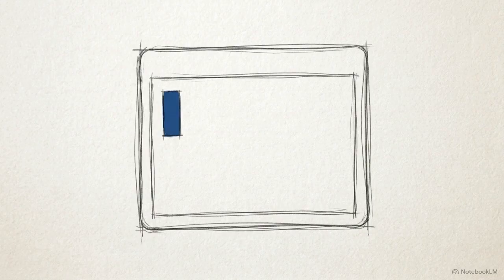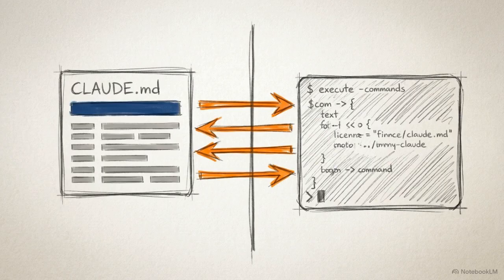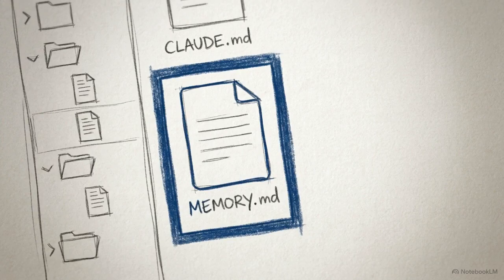Now, verify the setup. Open a new terminal session. You should see the agent log that it is reading your new static file during initialization. With these boundaries established, the agent references your stack requirements before it ever touches the terminal. Return to your root directory. It's time to create the second component, memory.md.